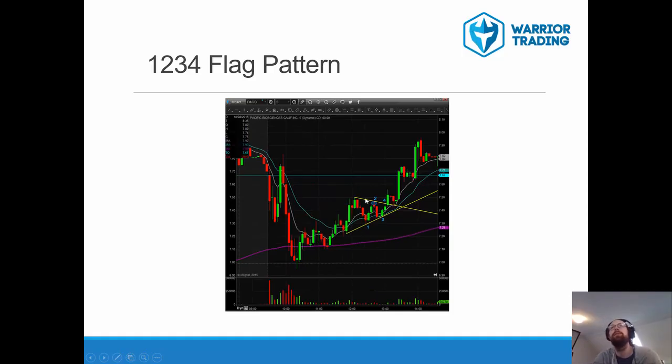Now this is a 1, 2, 3 pattern on the 5-minute time frame, which is a really unusual pattern. This is not one that you'll see me trade very often. This is a stock that's not at high of day.